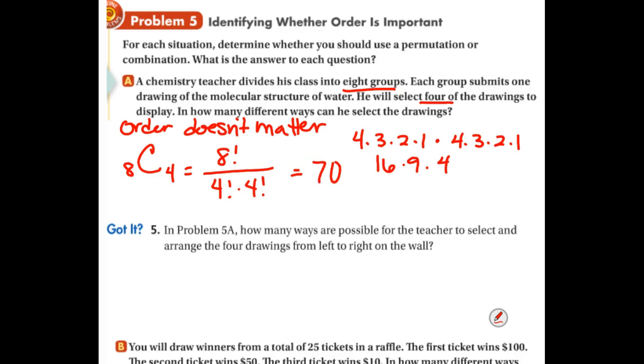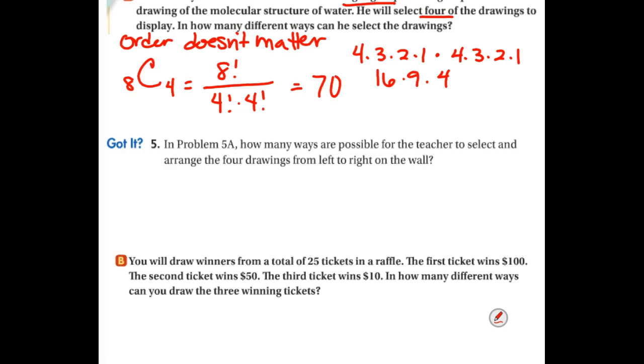Yes? Okay. Now, what if for that same question I change it and I say I'm going to select those 4 pictures and arrange them from left to right? Now what have I done? I've made order matter. Okay? If I have a specific arrangement from left to right and I change those around, it's a different permutation. So, permutation, we had 8 groups submitting 4 drawings, but instead of 8C4, now we have 8P4.